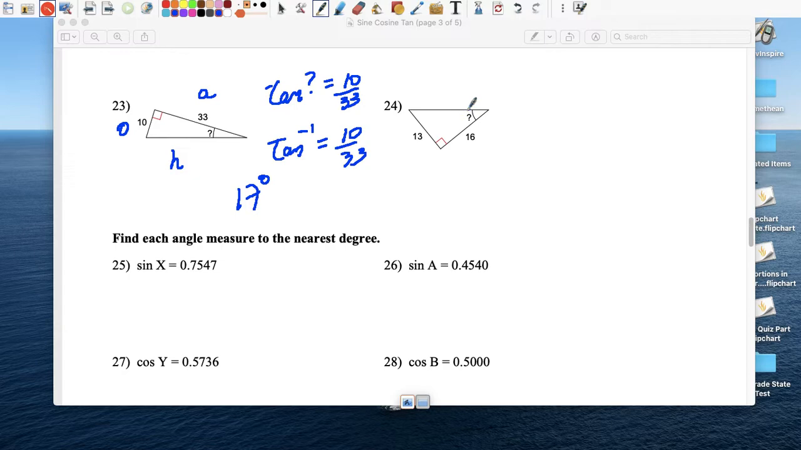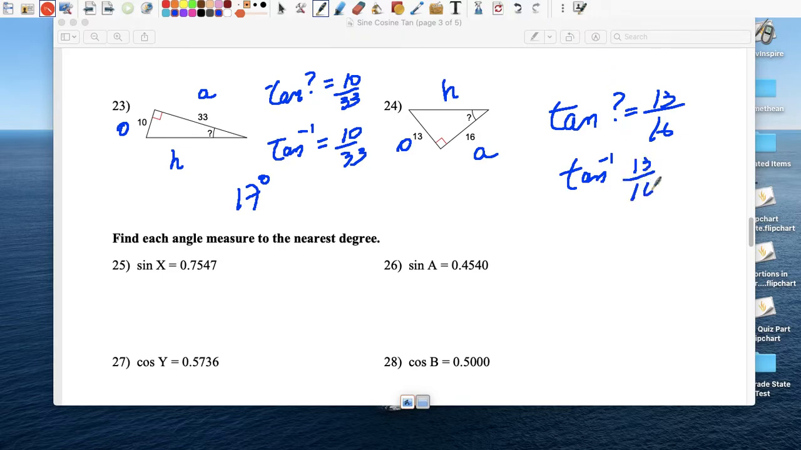Last one, again, this is the hypotenuse, this is the opposite, and this is the adjacent, so we're using tan again. So tan of the mystery angle is 13 over 16. On the geometry calculator, we're going to get second function pi 6, and then we're going to enter 13 divided by 16, and we get 39 degrees. So our mystery angle there is 39 degrees.